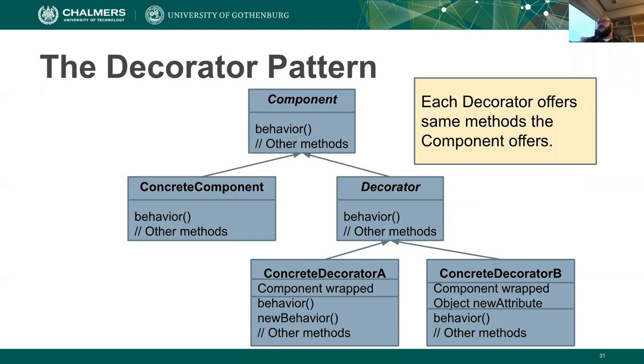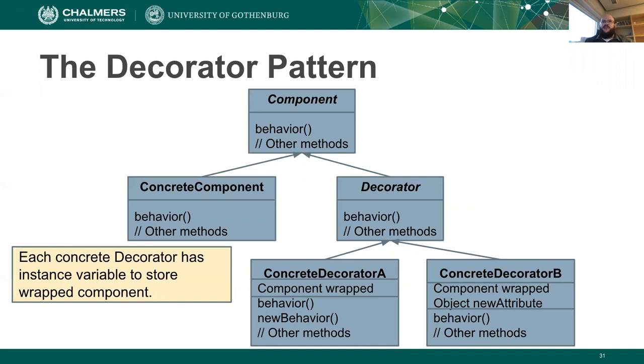And each decorator offers the same methods the component offers, as well as maybe additional methods if they want. So we have a base decorator that defines what all decorators must offer. Since it inherits from component, all decorators offer the methods that all components offer in addition to anything they add on, right? And decorators are going to contain an instance variable to store the object being decorated, a pointer to it. That's how we keep track of what's being wrapped. We can infinitely keep wrapping, just maintaining a pointer to the next layer down until we reach the center, right?